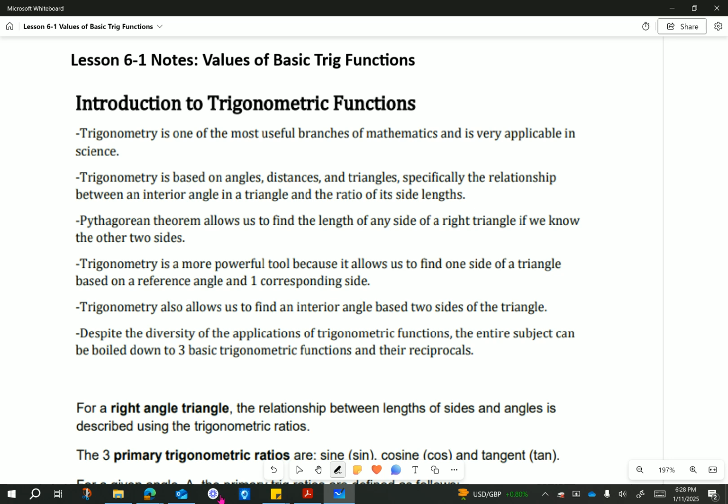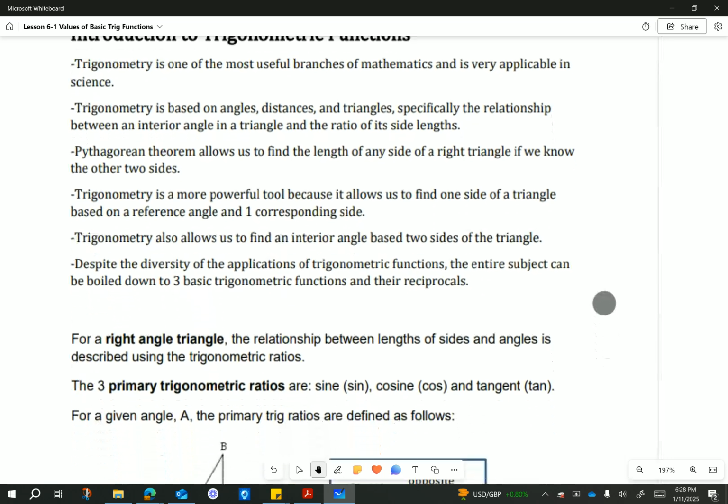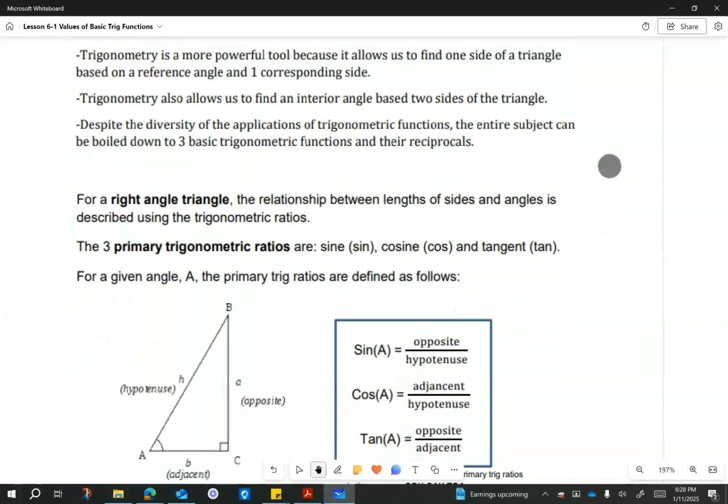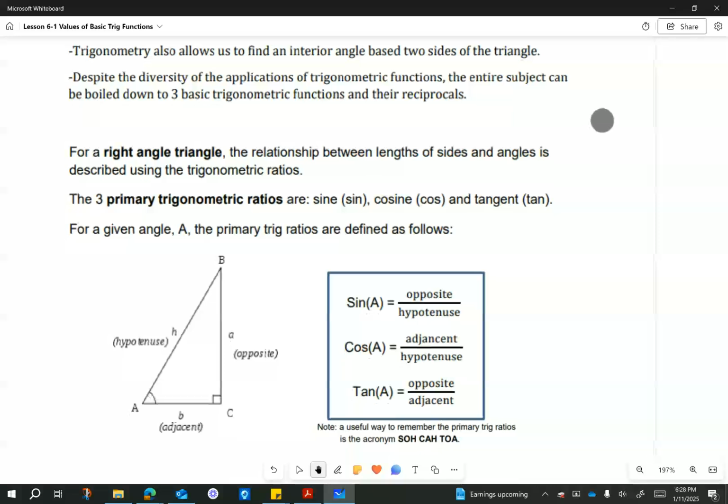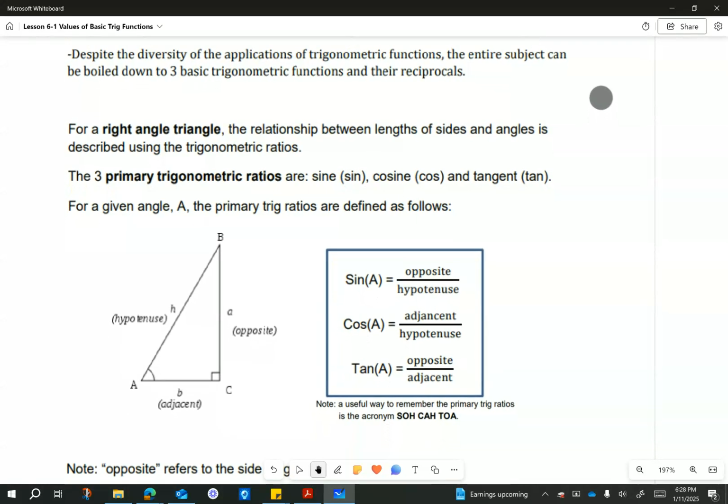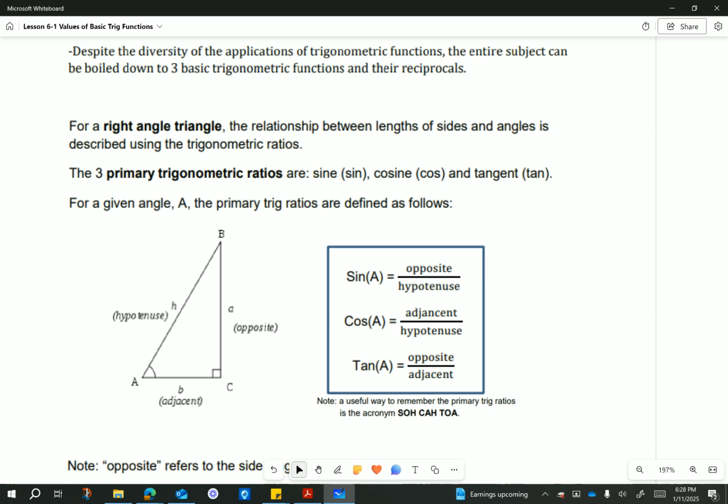It is a powerful tool because it helps us find one side of a triangle based on a reference angle and a corresponding side. It allows us to find interior angles based on two sides of the triangle. Despite the diversity of the applications of trig functions, the entire subject can be boiled down to the three basic trig functions and their reciprocals.